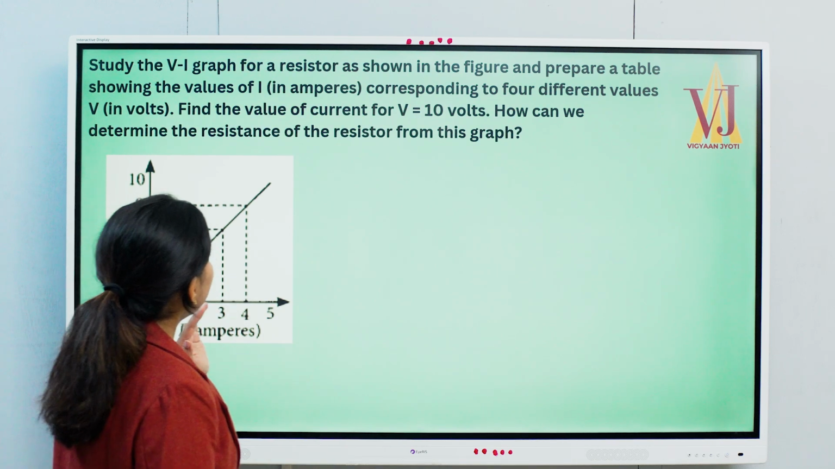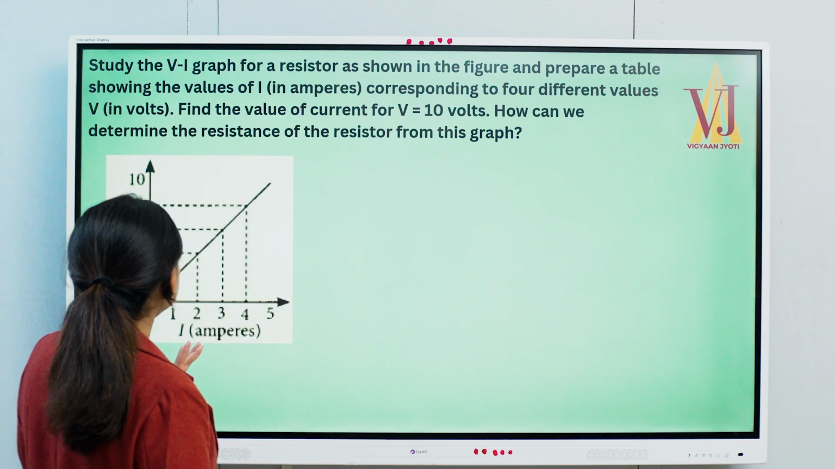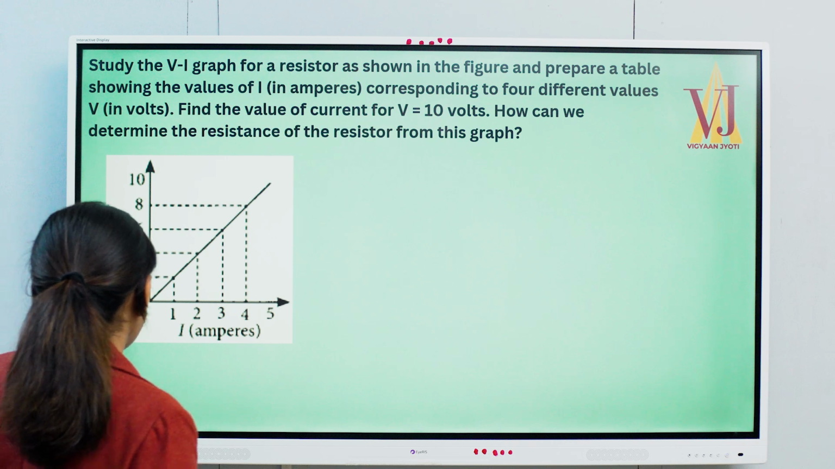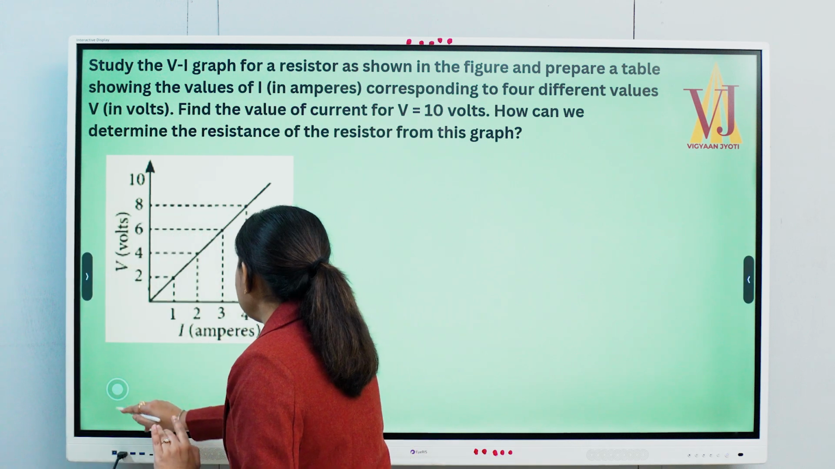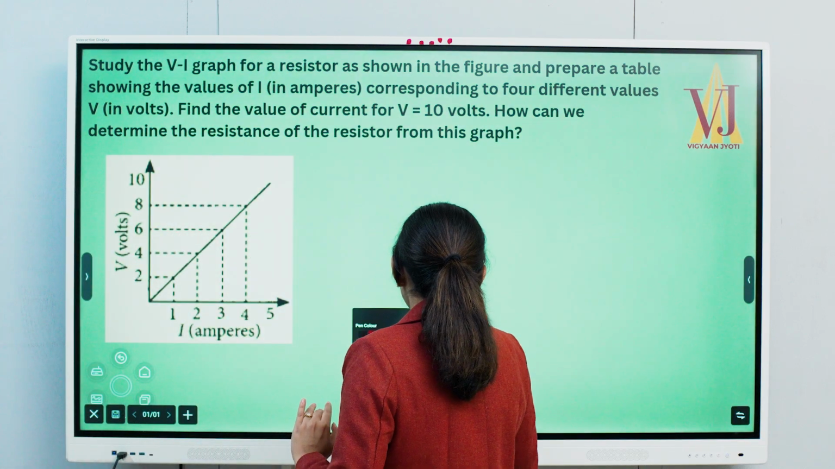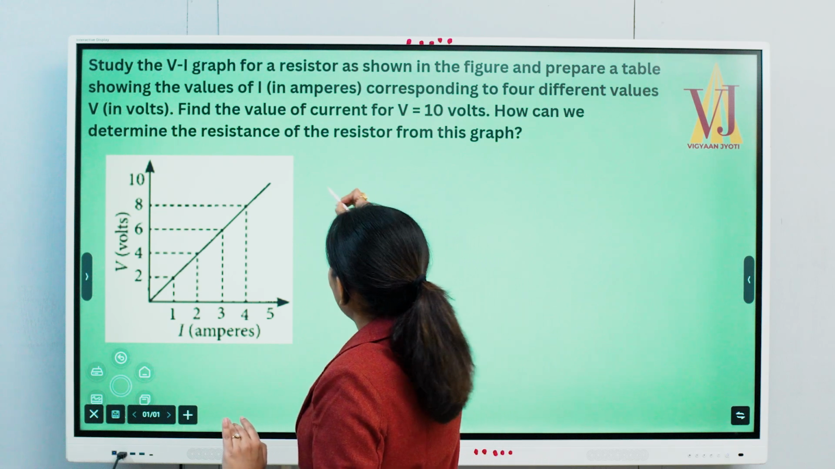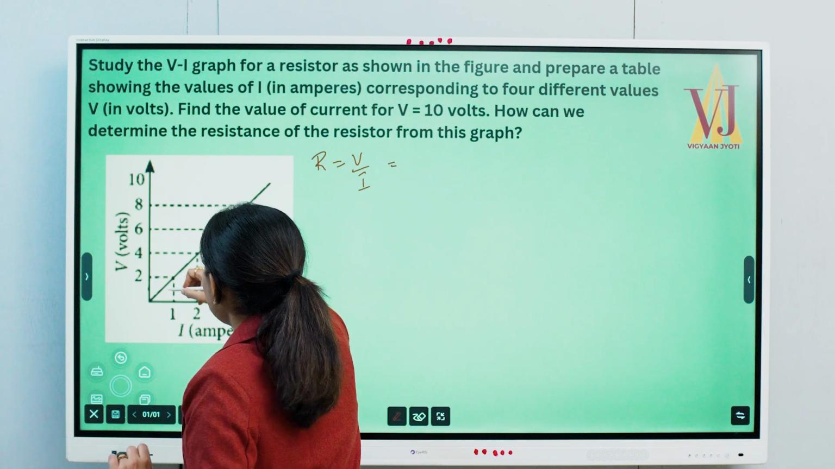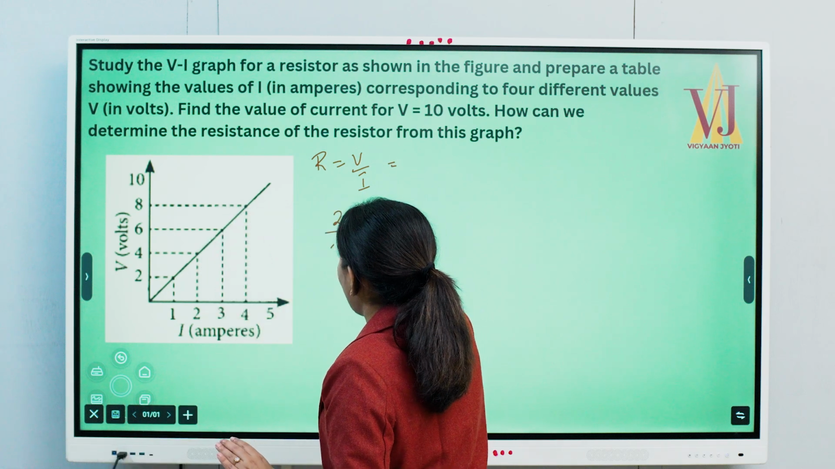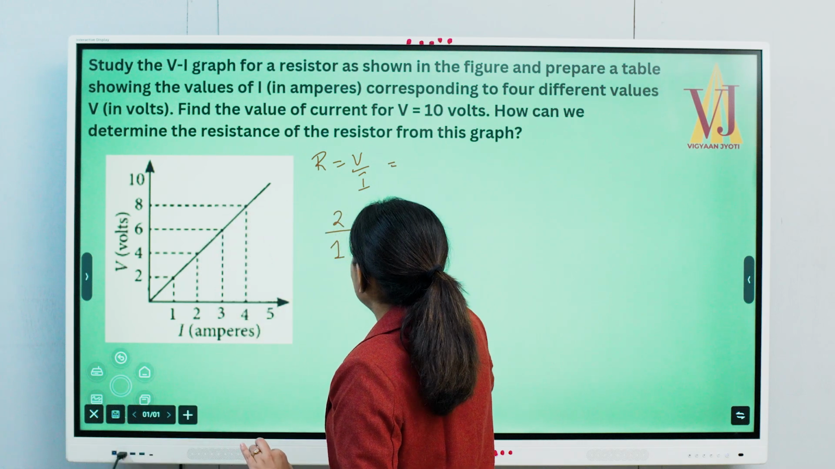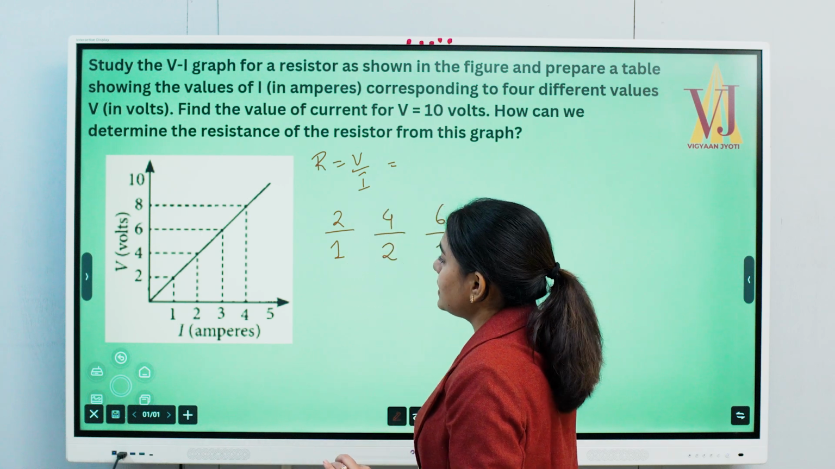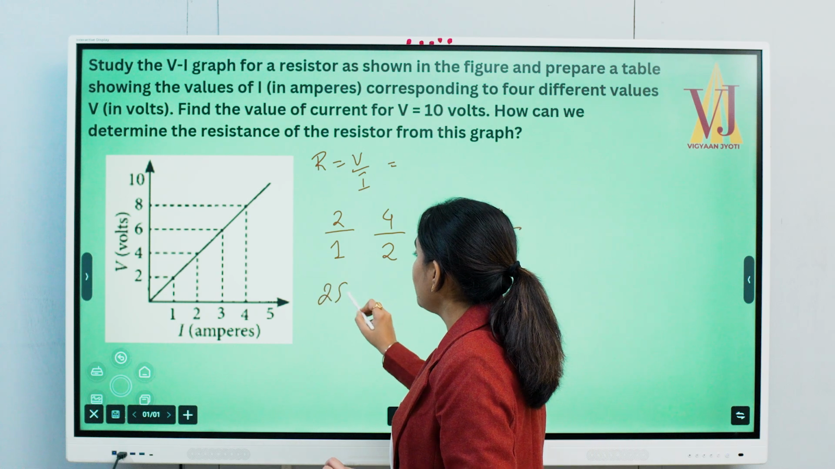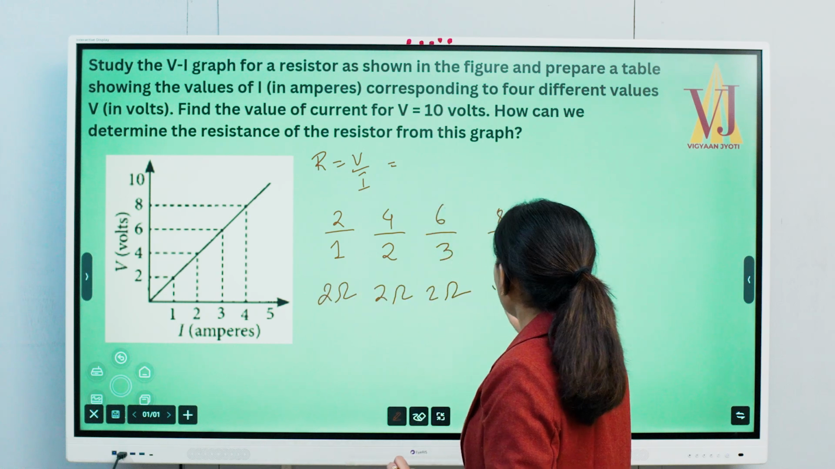Next question is, find the value of current for V equals 10 volts. Okay, you have to find out the current. How can we determine the resistance of the resistor from this graph? For this, it's pretty easy. For finding the resistance, we need the ratio of voltage and current. So if you see here, first it will be 2 by 1, then 4 by 2, then 6 by 3, then 8 by 4. So in all the cases it comes to 2 ohm, right?